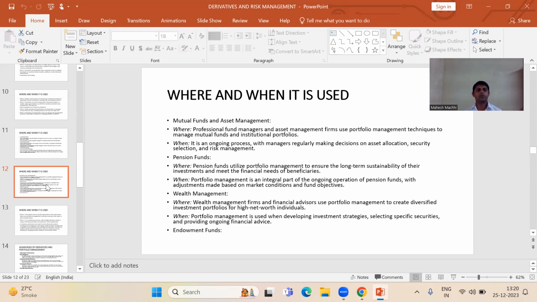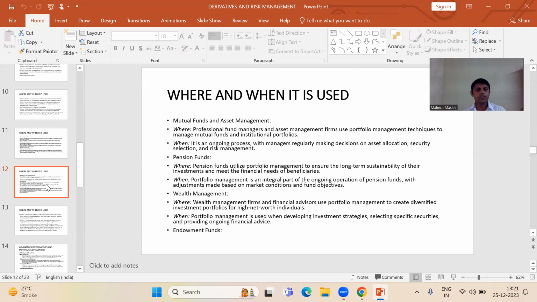Mutual fund management. Professional fund managers and asset management firms use portfolio management techniques to manage mutual funds and institutional portfolios. It is an ongoing process, with managers regularly making decisions on asset allocation, security selection, and risk management.